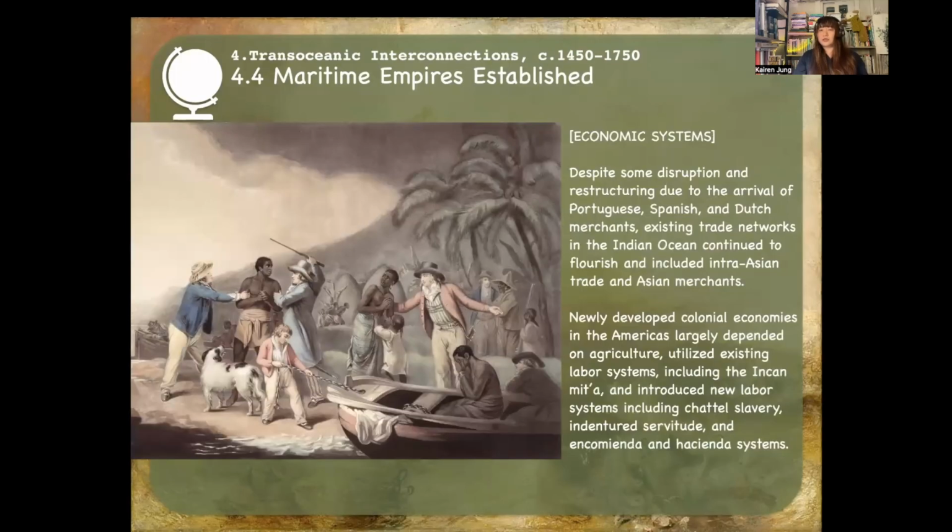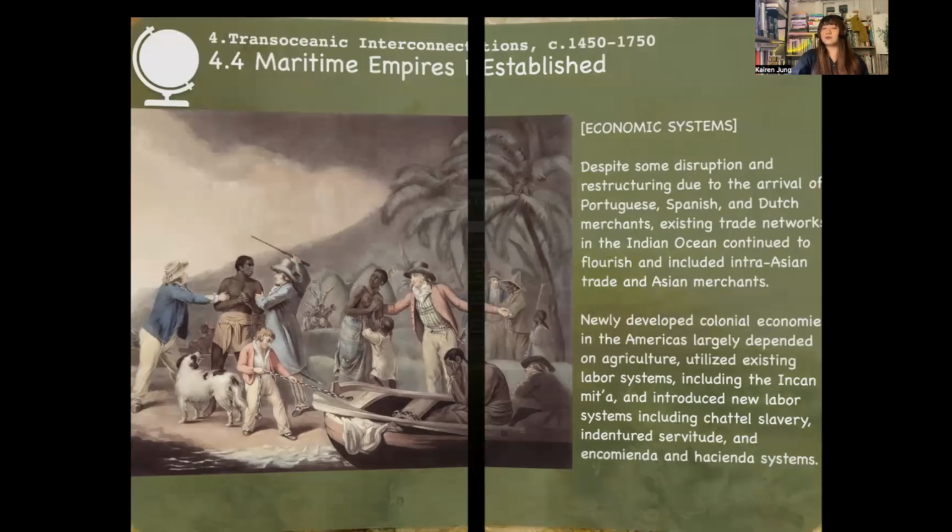Let's look closer at the economic systems. Despite some disruption and restructuring due to the arrival of the Portuguese, Spanish, and Dutch merchants, existing trade networks in the Indian Ocean generally continued to flourish and included intra-Asian trade as well as Asian merchants. There were newly developed colonial economies in the Americas, largely depending on agriculture, utilizing existing labor systems such as the Incan Mita, and introducing new labor systems including chattel slavery, indentured servitude, and encomienda and hacienda systems.